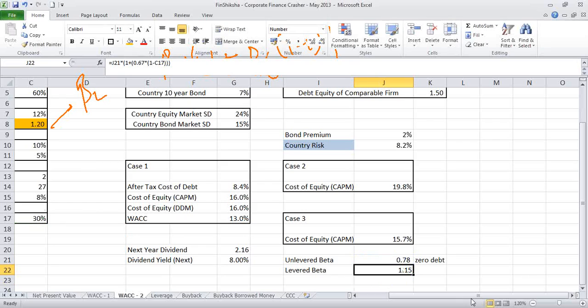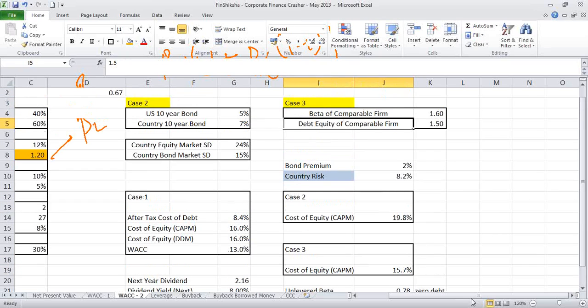1.15 is the beta of our firm given the debt equity of our firm. Because our firm has a debt equity of 0.67 as against the comparable firm's debt equity, which is 1.5, the beta of our firm is lower, in which case you can calculate the cost of equity using the new beta that we have just calculated. 15.7% would be the cost of equity using the new beta that we have just calculated.